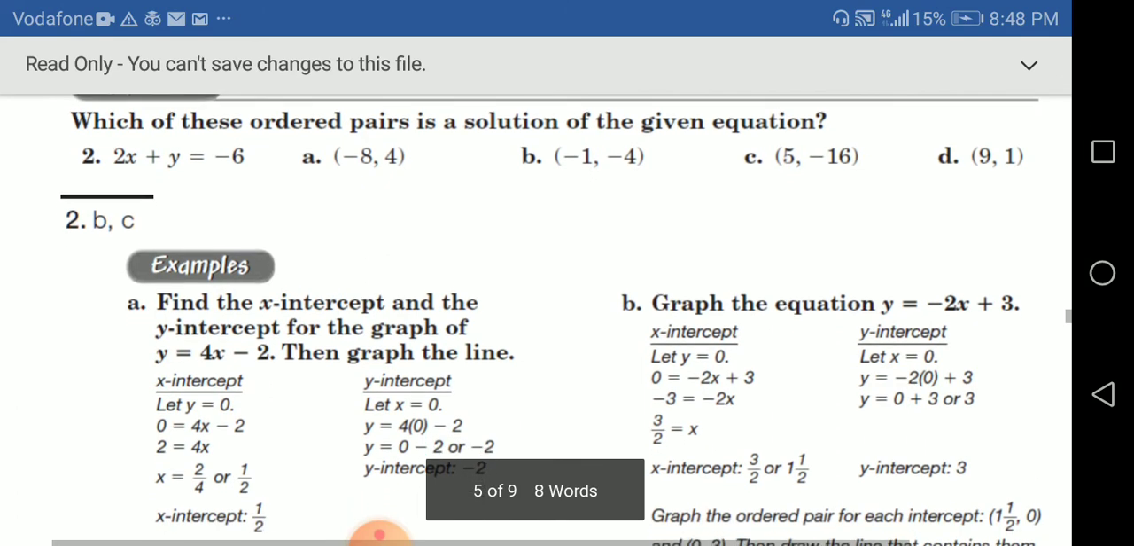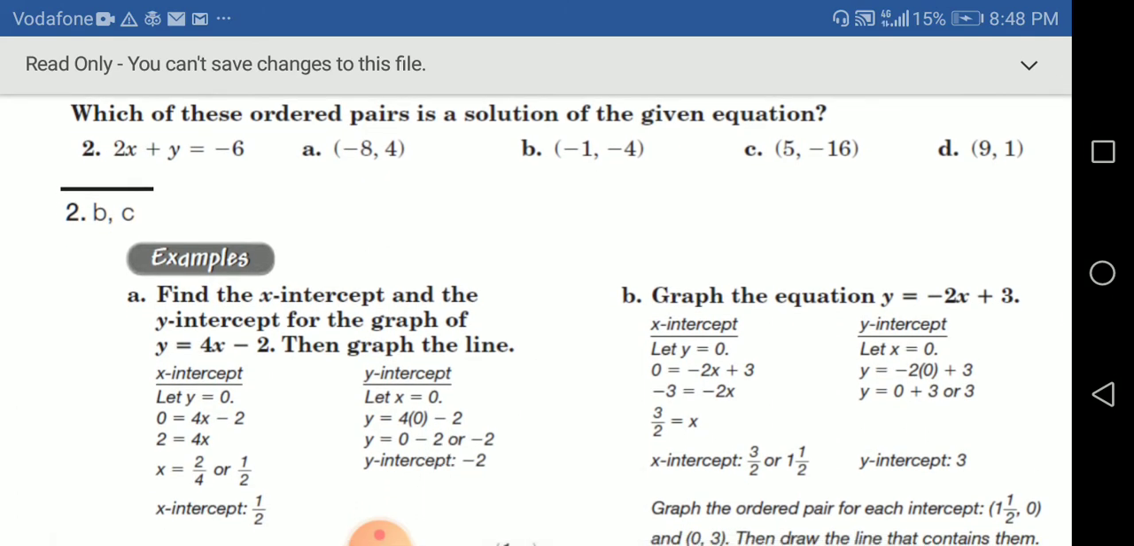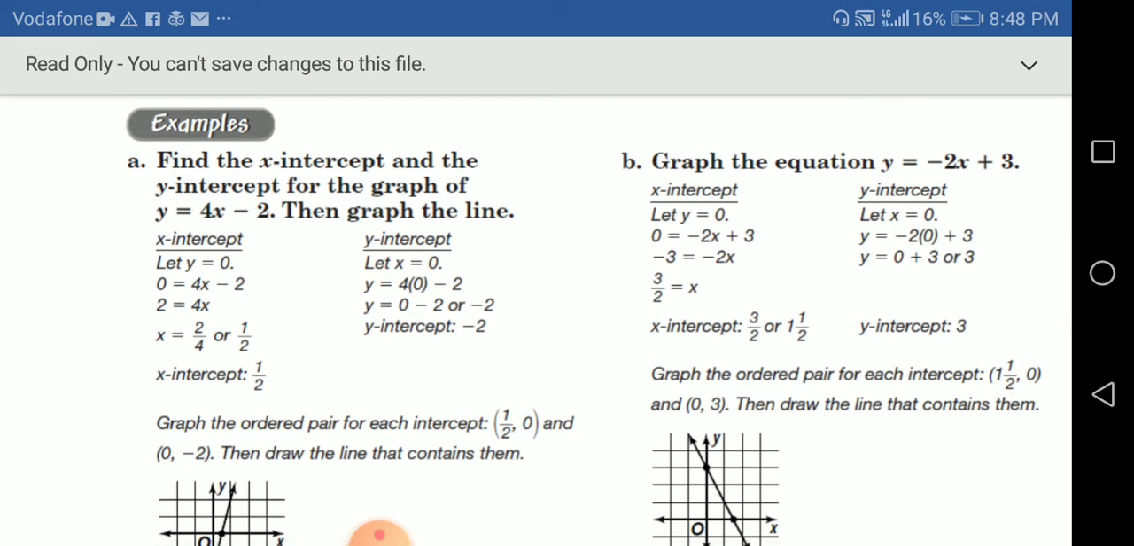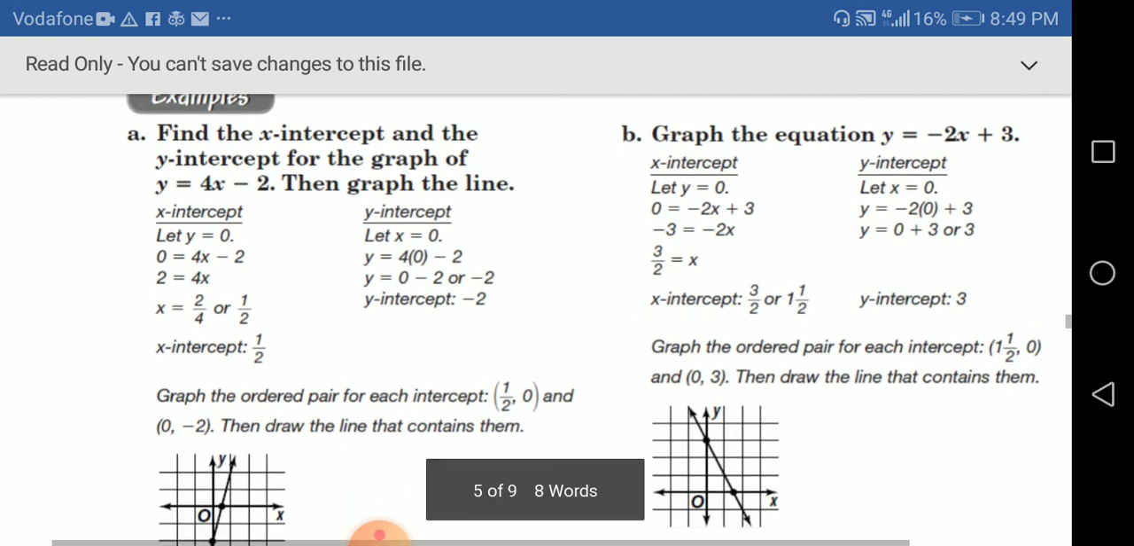Okay, guys, it's easy. I think it is. So let's have another example here. Find the x-intercept and the y-intercept for the graph. Remember x-intercept and y-intercept. So y equal 4x minus 2, then graph the line. What should I do now? He asks me here, find the x-intercept and the y-intercept for the graph of y equal 4x minus 2.